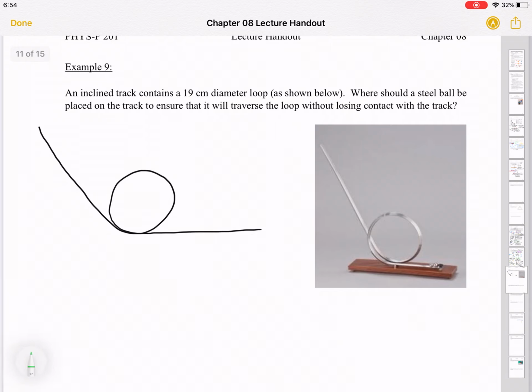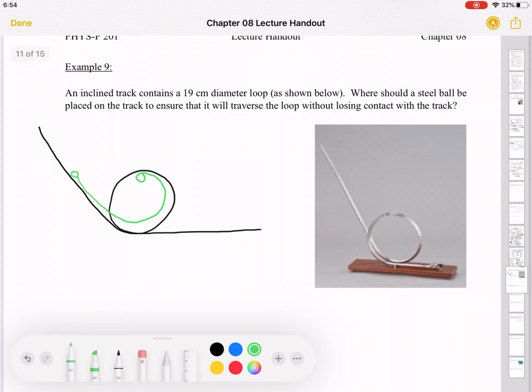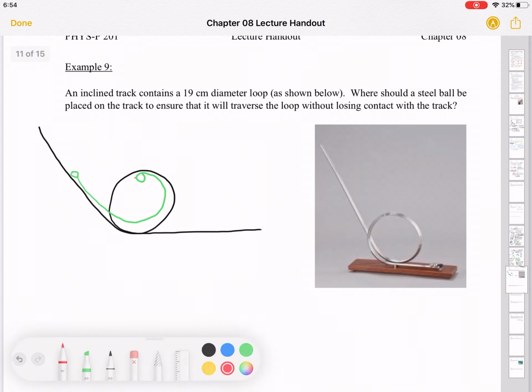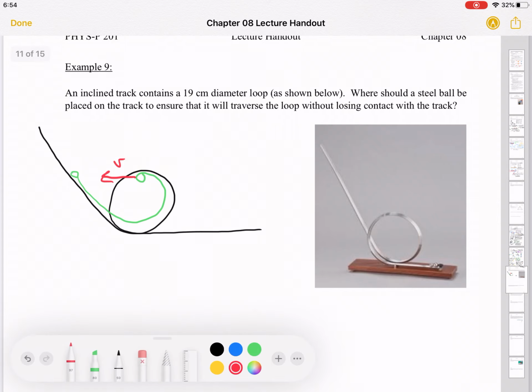Thinking conservation of energy, it's got to be at least level with the top of the loop, right? So if I put it right there and there is no friction, all right, so let's assume no friction for now, that will come exactly up to here. But when it gets to that point, it needs to have non-zero velocity, right? Because when it gets to that point, it's going in a circle, so it needs to have a non-zero speed so that it can match the centripetal acceleration at that point. So I'm going to have to start a little higher.